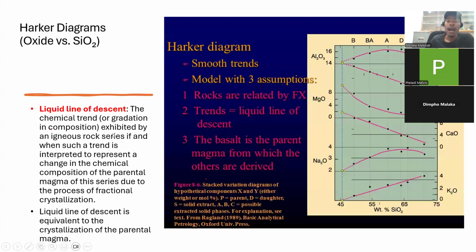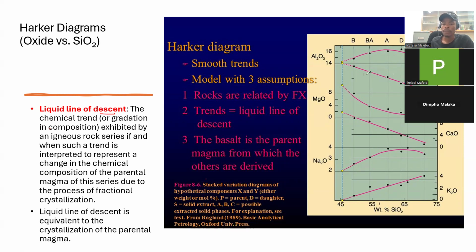Now I want to explain this diagram. The liquid line of descent is the chemical trend exhibited by an igneous rock series, and when such a trend is interpreted to represent a change in the chemical composition of the parental magma of this series due to the processes of fractional crystallization.